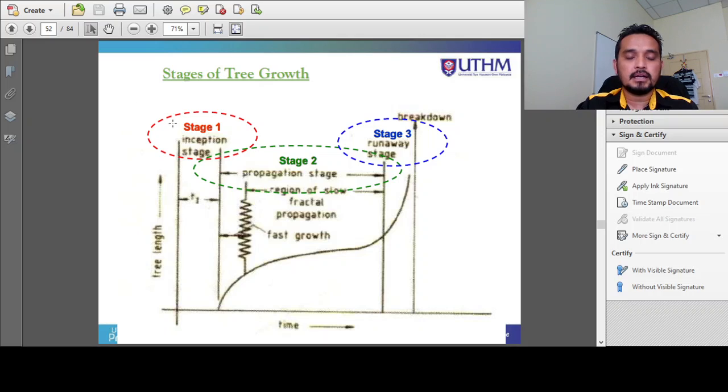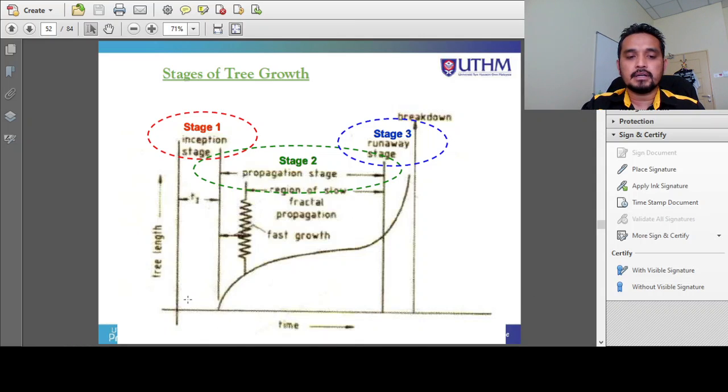Basically we can simplify it into this representation, in which the tree length is plotted as a function of time. There will be three obvious sections: the inception stage, which is T1 at this point, then a propagation stage, then the runaway stage, and then the breakdown stage. We can classify 3 regions or 4 regions if you want, including the breakdown.